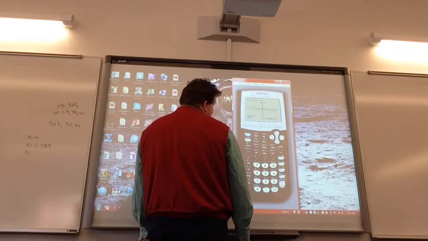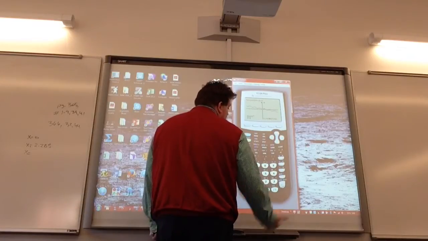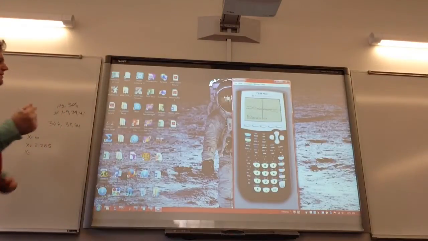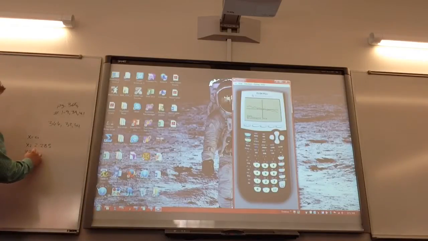My guess, guess is just wherever you think. You can scroll or you don't even have to guess, you just hit enter. And it's going to do its magic and find the location for you. And so there's another one at 0.256. And so there are all 3 of the solutions to this particular graph.